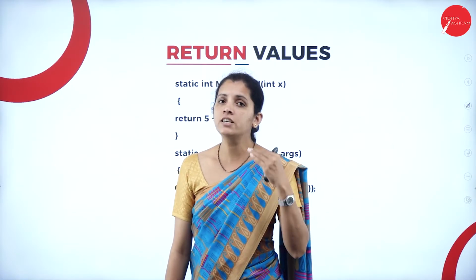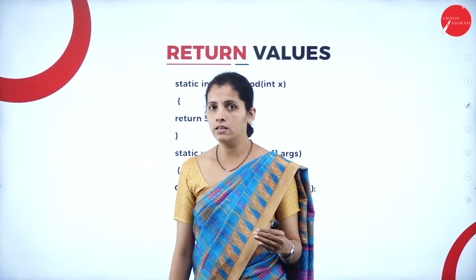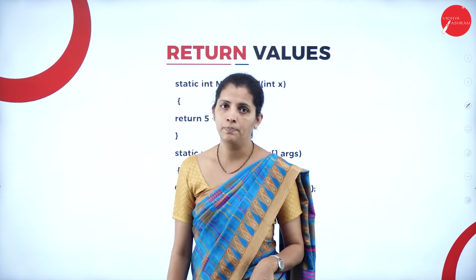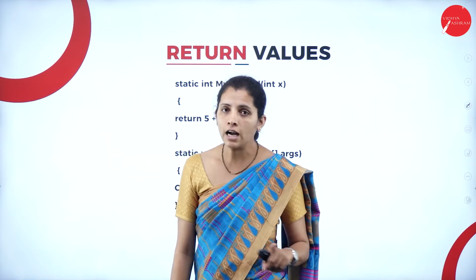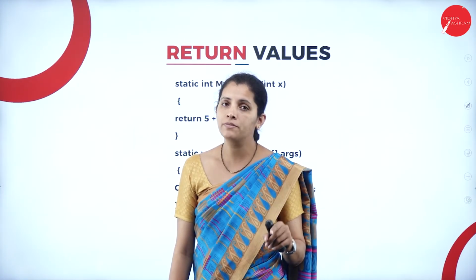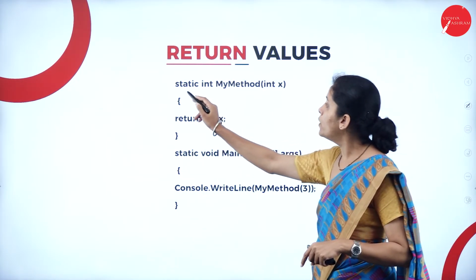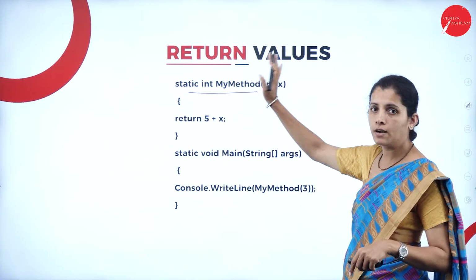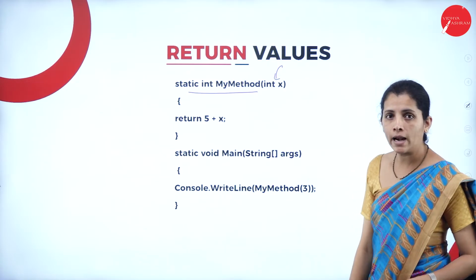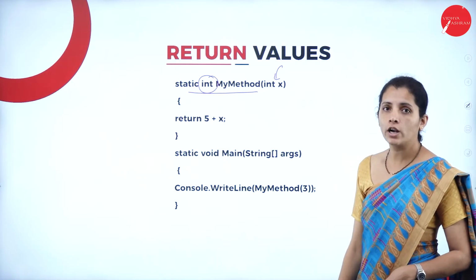Suppose if the function returns a value, then I have to specify the return type, either integer, float, double, character, string, etc. Suppose if the function does not return any value, at that time I specify the return type void. So dear student, I'm going to have the method called my method, and it is going to have only one parameter and it is going to return some value. And what kind of value?